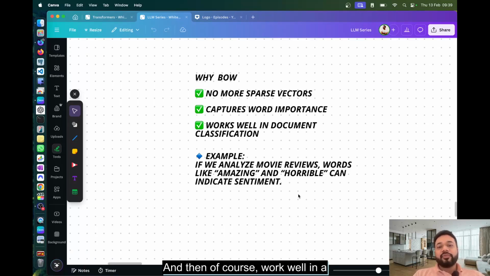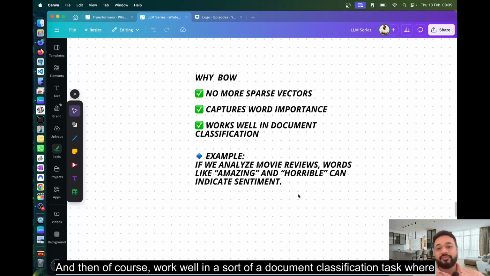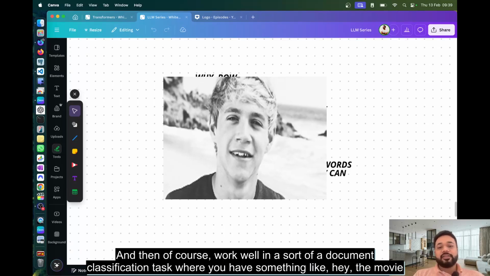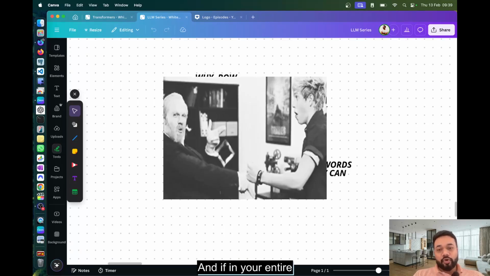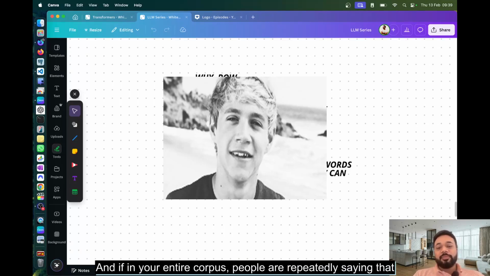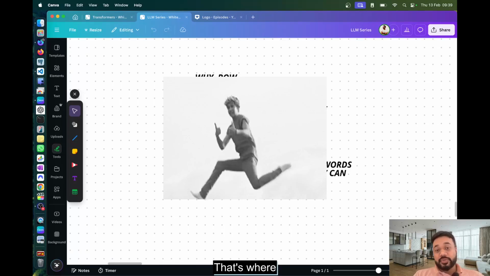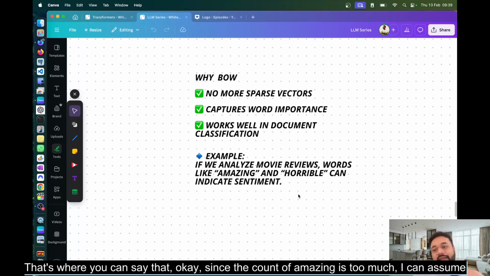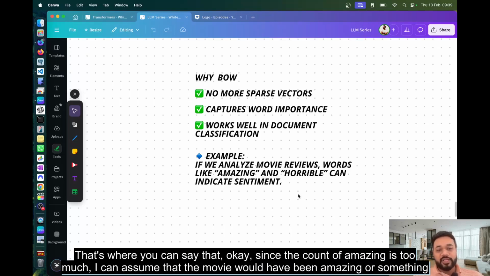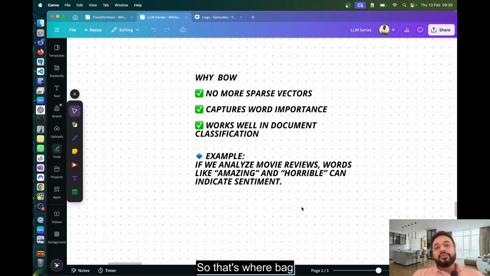And then of course it works well in a document classification task where you have something like, "the movie was amazing" or "the movie was horrible", and if in your entire corpus people are repeatedly saying that the movie was amazing, that's where you can say that, okay, since the count of "amazing" is so high, I can assume that the movie would have been amazing or something like that. So that's where bag of words helped.